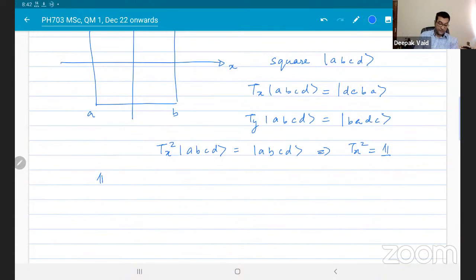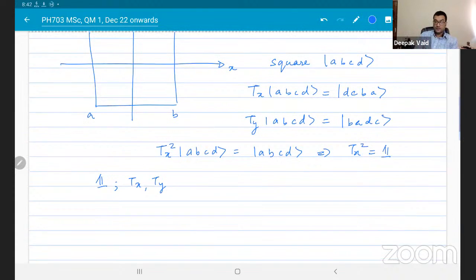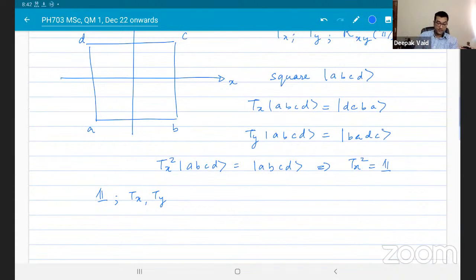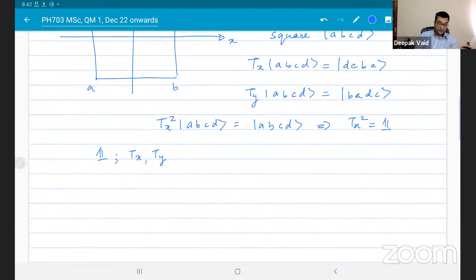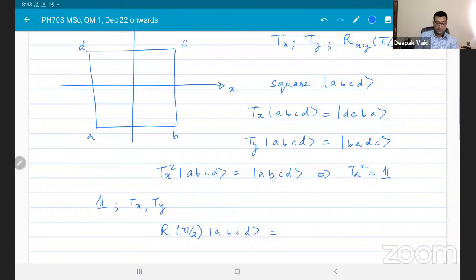So I have right now how many transformations? Tx, Ty, and also the identity. Remember, the identity is also a transformation. It's a trivial transformation, but it's still there, right? What else? We have rotations by pi by 2. So if I rotate by pi by 2, what do I get?